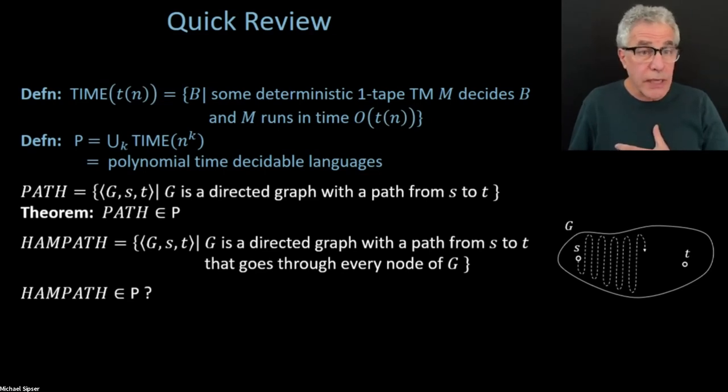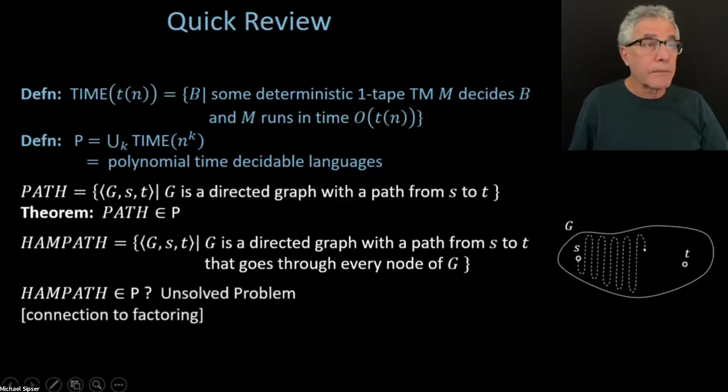That's a problem that no one knows the answer to. Despite lots of effort, people have not succeeded in finding an algorithm for that. But on the other hand, we don't have any idea how to prove there is no such algorithm. I mean, it's conceivable that one could prove such a thing, but we just don't know how to do it.